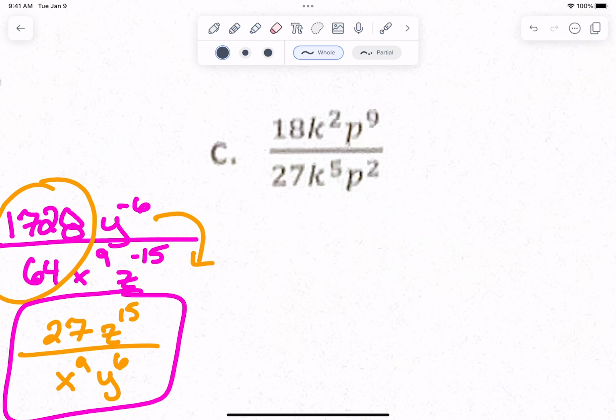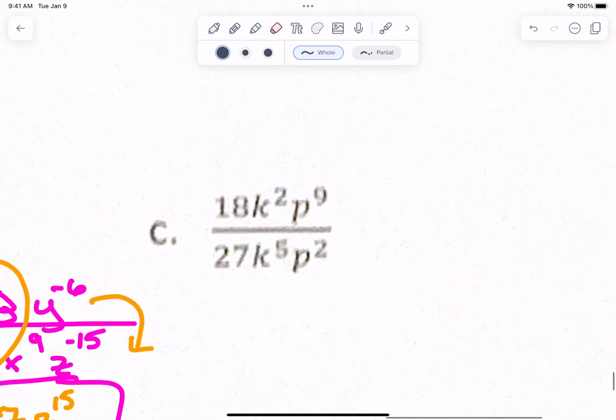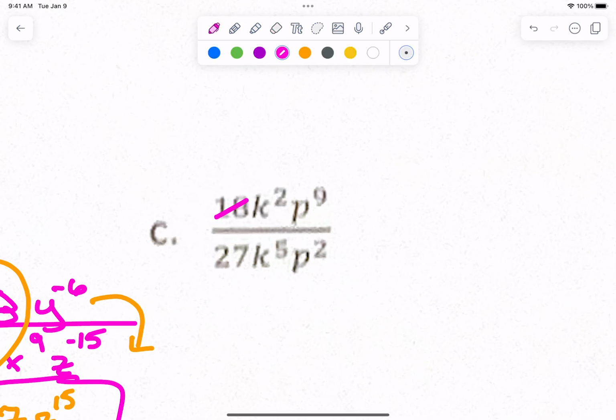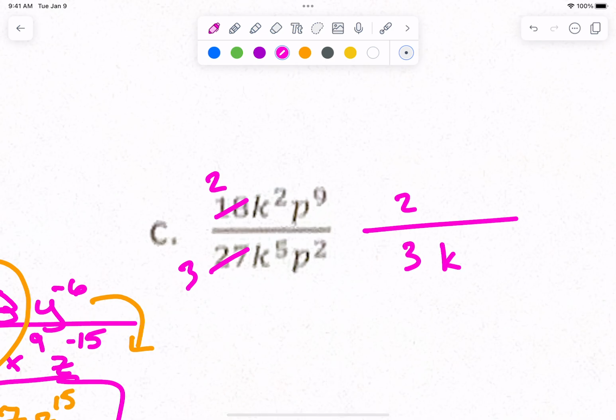Yes. Okay, are you ready? 18 and 27. Divide by 9. So the top one is 2 and the bottom is 3. Okay? All right, so 2, 3. K's. I have 2 on the top and 5 on the bottom. 3 on the bottom. P's. I have 9 on the top and 2 on the bottom, so I have 7 on the top. And that's all.